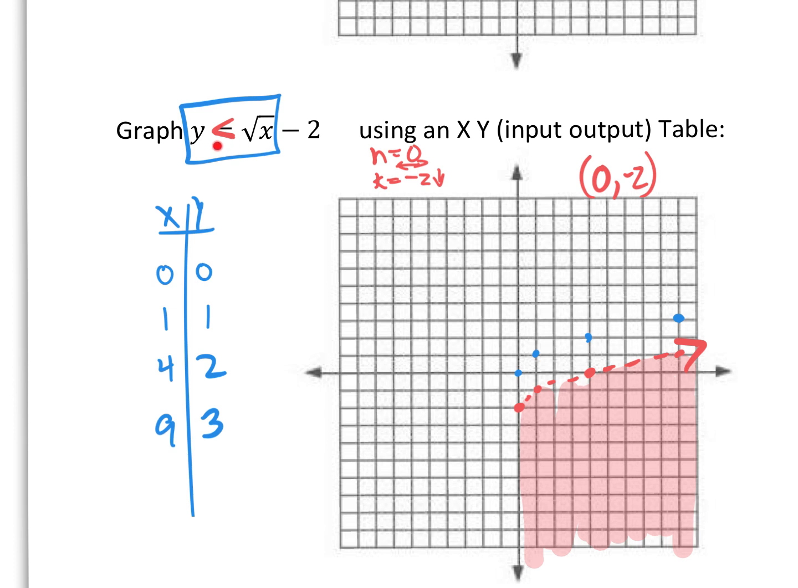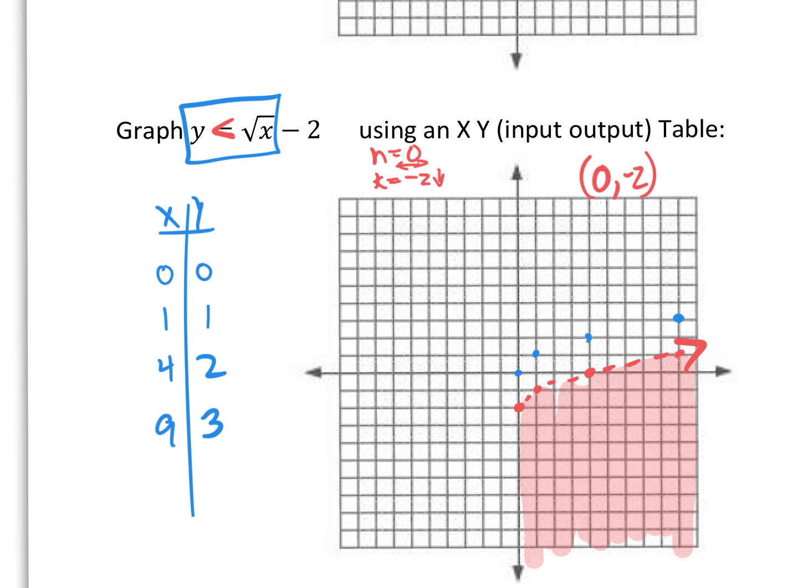If it were a less than or equal to, then that wouldn't be a dotted curve anymore. It would be a solid curve. If I had a solid line underneath, that would be a solid curve. Does that make sense? Yeah? All right. So that's a quick video. It's the same exact thing as before.